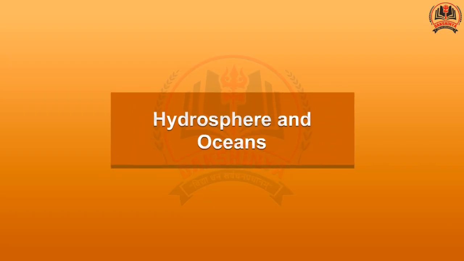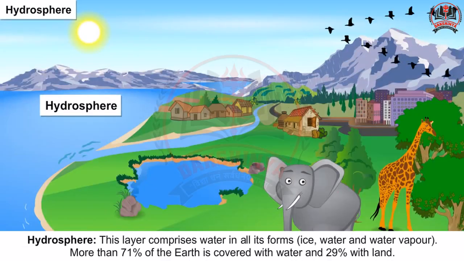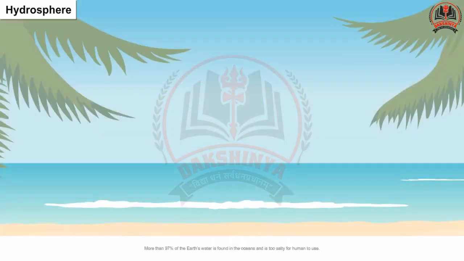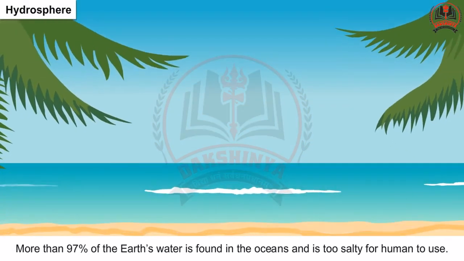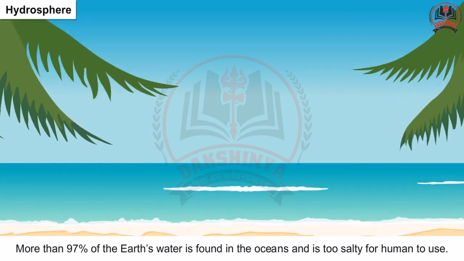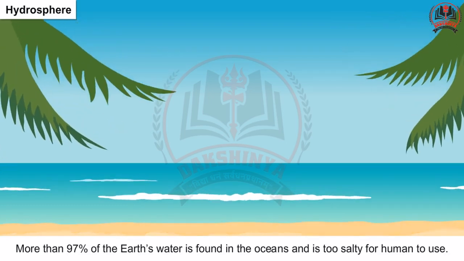Hydrosphere and oceans. Hydrosphere. This layer comprises water in all its forms: ice, water, and water vapor. More than 71% of the Earth is covered with water and 29% with land. More than 97% of the Earth's water is found in the oceans and is too salty for humans to use.